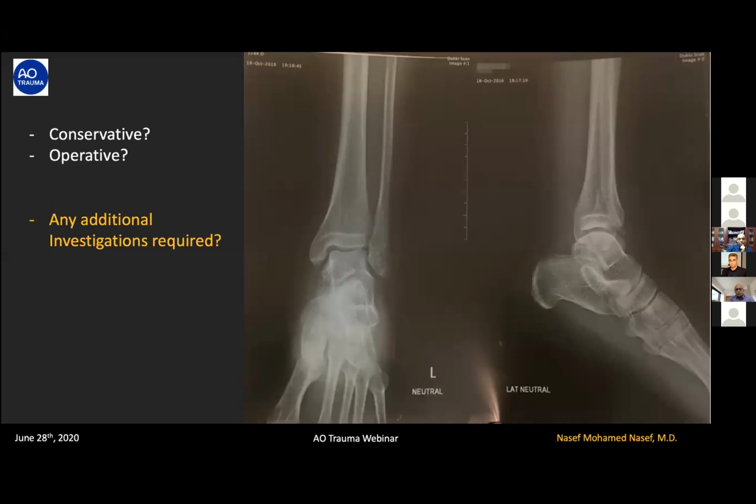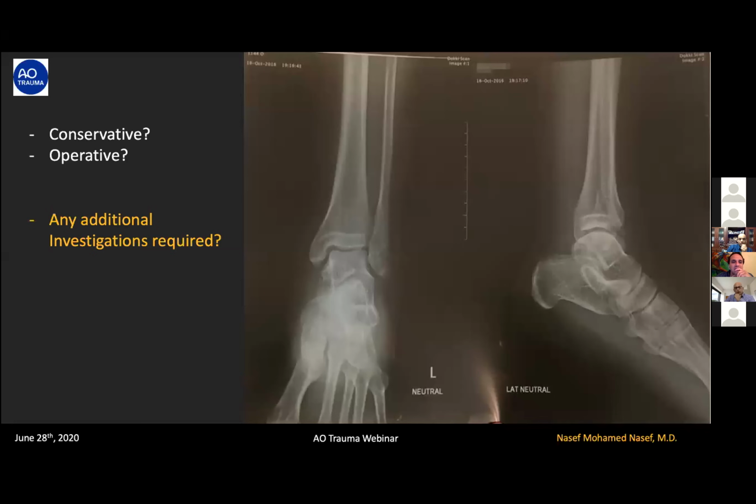I usually ask for a CT scan for these patients. I need to see the syndesmosis. I need to see all the cuts all around in order to see if there are any associated injuries. I would like an MRI, of course, sometimes it might be needed, but I don't usually ask for so much MRI. I usually ask for something simple, the mortise and oblique views.